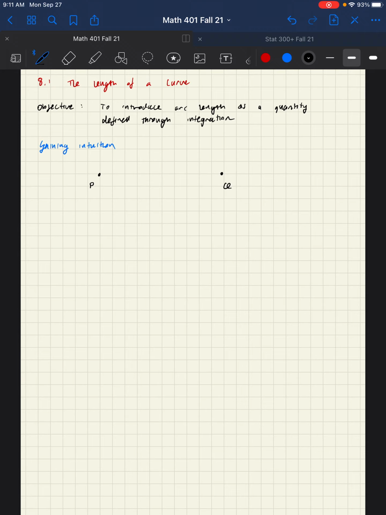So let's gain some intuition. When we talk about 2 points, P and Q, we talk about the distance between those 2 points as the length of the curve, the straight line curve between them. So straight line curve, a line segment, right?